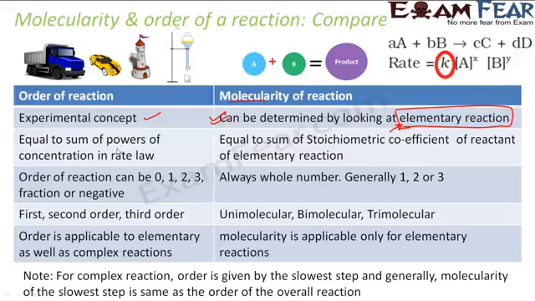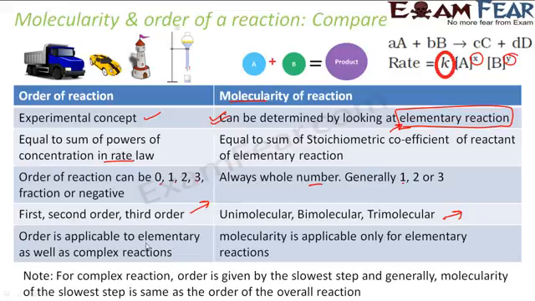Order of the reaction is nothing but the sum of the powers of concentration in the rate law. If this is my rate law, then x plus y is my order of reaction, and molecularity is nothing but the sum of the stoichiometric coefficients of the reactants, in this case A plus B. Order of the reaction is generally 0, 1, 2, 3, fraction or even negative. Molecularity is always a whole number for a given reaction, right? 1, 2 or 3. First order, second order, third order, that's how we call it. And for molecularity, we call unimolecular, bimolecular, trimolecular, like that.